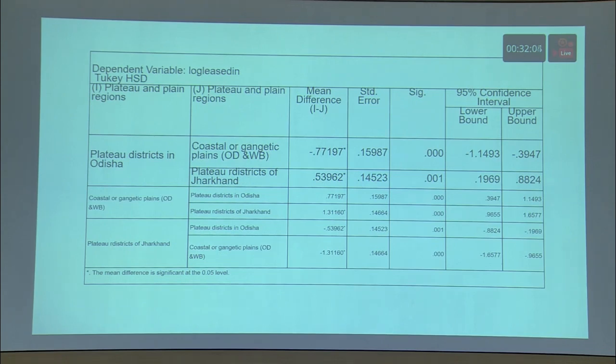These are some of the models. You can see these distinctions here, and at least the statistical test that we have done. Here you can see the difference between plateau districts and coastal and plain regions, and districts close to the plateau in Jharkhand. This mean difference itself, you can see here, is significant at 95% level. That means there are statistically significant differences.